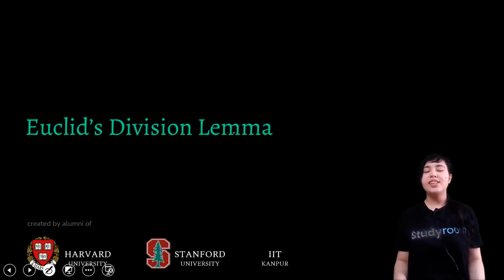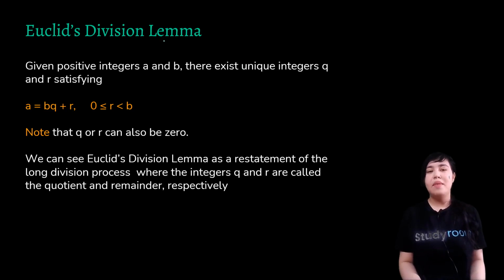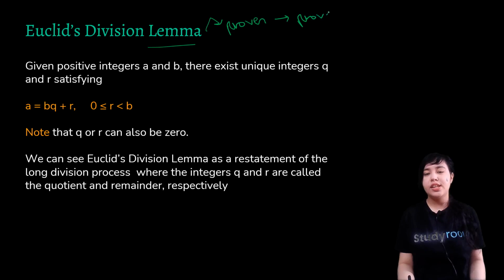Now we shall discuss Euclid's division lemma. So what does a lemma mean in mathematics? It refers to an already proven statement which is now being used to prove another statement. So this lemma was given by a Greek mathematician, Euclid, who is also often referred to as the father of geometry, and he gave this lemma for division.